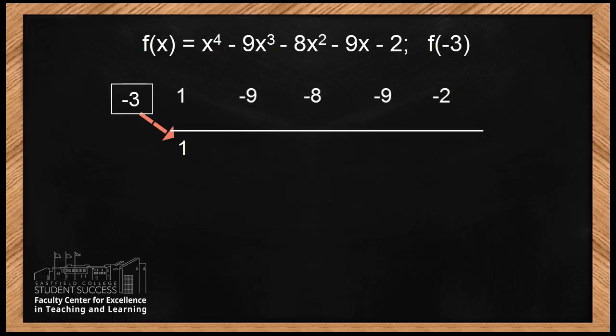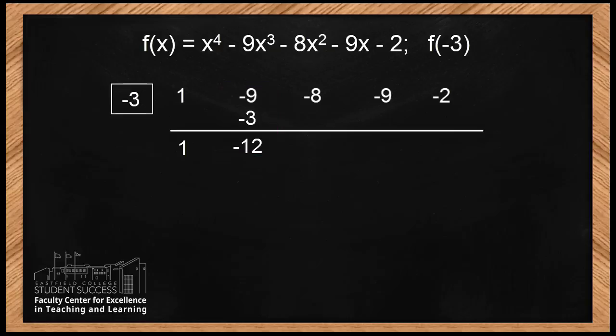1 times negative 3. The product is negative 3. Let's write that product underneath of negative 9. Again, 1 times negative 3 is negative 3. The next step is to combine negative 9 and negative 3. Negative 9 minus 3 is negative 12.